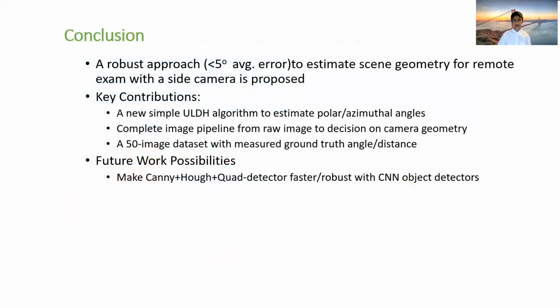In conclusion, we showed a robust approach to precise scene angle estimation with less than 5-degree average error. Our ULDH method is novel, simple, and expected to be very fast in real deployments. We've also developed a complete image pipeline and built an image dataset for evaluation purposes. In the future, we wish to employ convolutional neural networks for screen image detection for more robust performance.